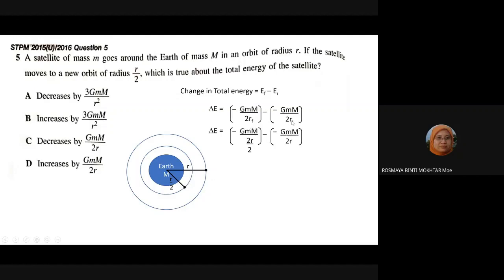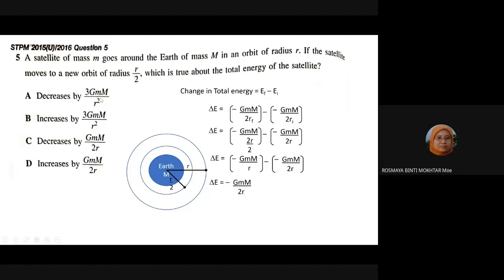Then the RI here is R, so this is the initial position R. Now simplify: cancel the 2 or bring the 2 up. So negative 2 plus 1 will be negative 1. So the answer is negative GMm per 2R. So this is the answer.